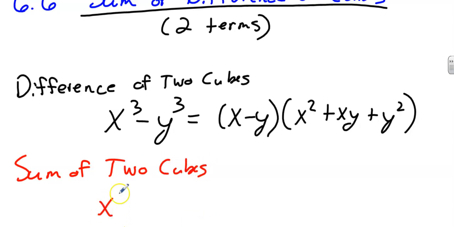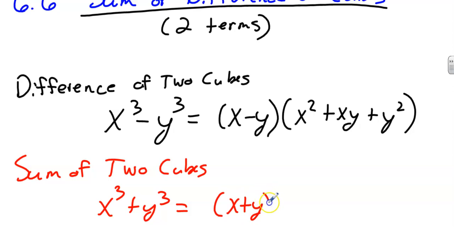Okay, for the sum of two cubes. Same thing, but now instead of being x to the third minus y to the third, it's x to the third plus y to the third. And it's the exact same formula. The only thing you do different is you're basically going to swap where these two signs go down here. So this one's going to be x plus y, and this one becomes x squared minus xy.